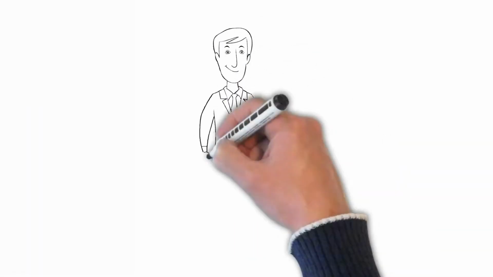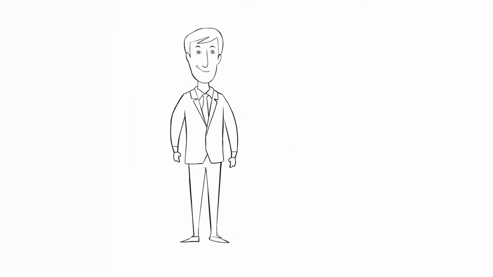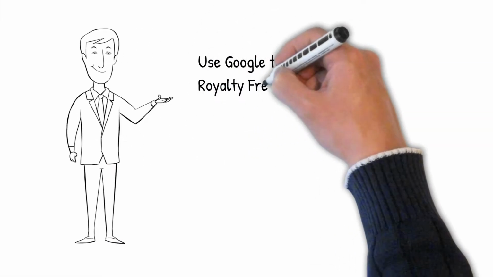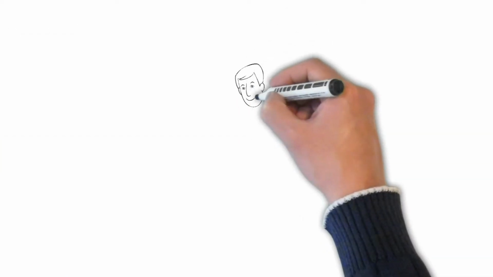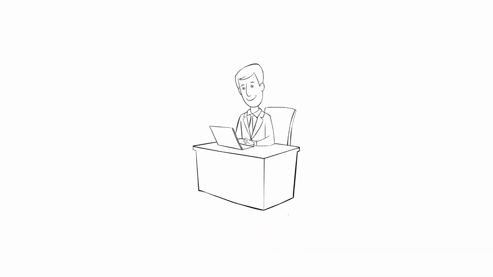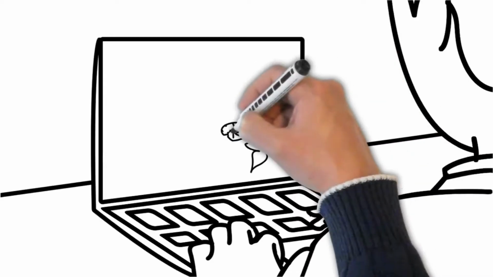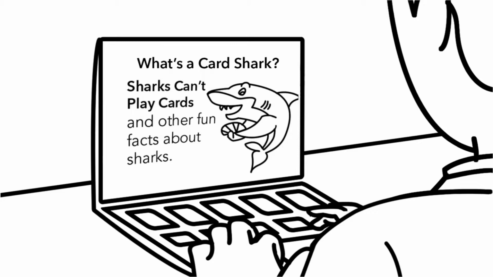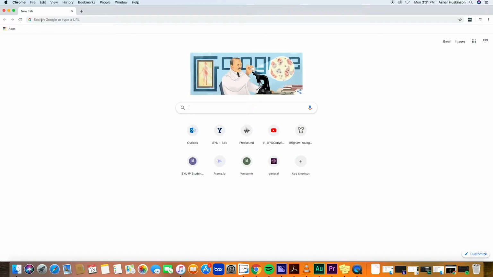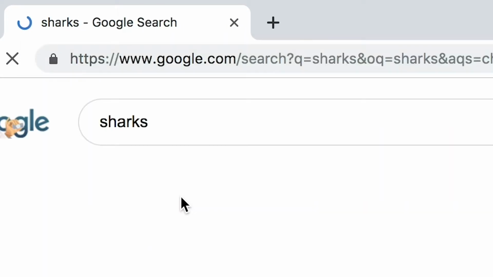Today we want to show you a little known but invaluable tool if you're looking for royalty-free images for use in a creative project, and it's all built right into Google. Say I'm looking for a great picture of a shark for a new brochure I'm working on called What's a Card Shark? Sharks Can't Play Cards, and Other Fun Facts About Sharks. Working title. All I have to do is go to Google, search shark, then hit the Images tab.